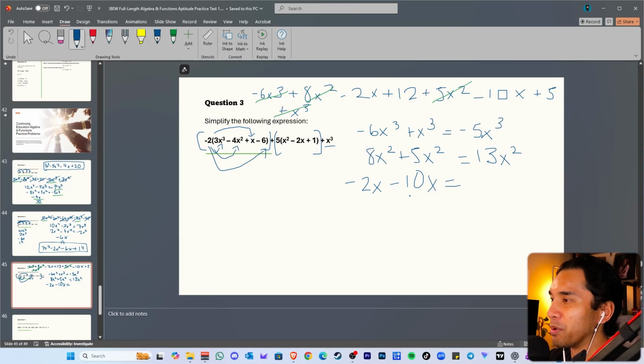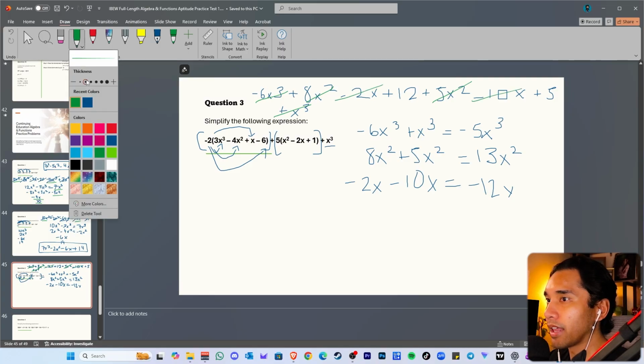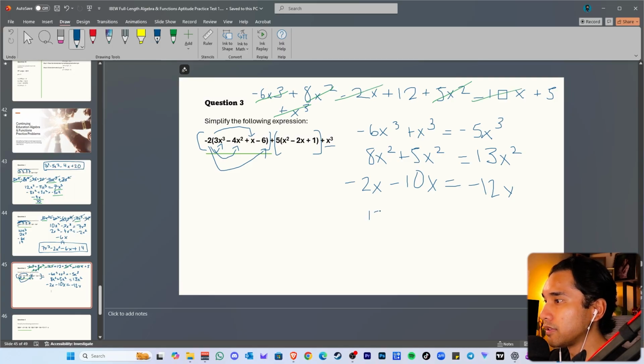Okay, moving on. Minus 2x minus 10x, when you do that, you get negative 12x. Okay, so we're going to cross that out. And our last term is just 12 plus 5. That's an easy one. That's 17.